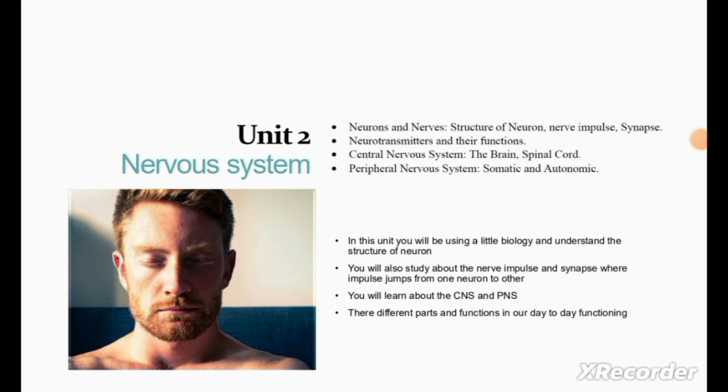Unit 2nd, Nervous System. Neurons and nerves, structure of neuron, nerve impulse, synapse, neurotransmitters and their functions, central nervous system, the brain, spinal cord, peripheral nervous system, somatic and autonomic. In this unit, you will be using a little biology and understand the structure of neuron. You will also study the nerve impulse and synapse where impulse jumps from one neuron to other. You will learn about the CNS and PNS, namely central nervous system and peripheral nervous system, their different parts and functions in our day-to-day functioning.